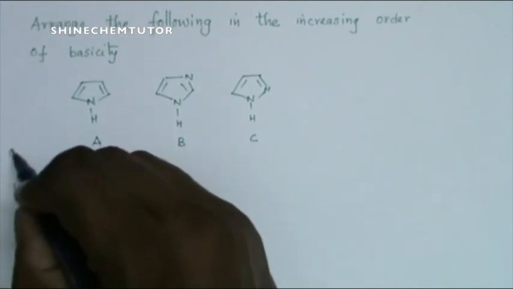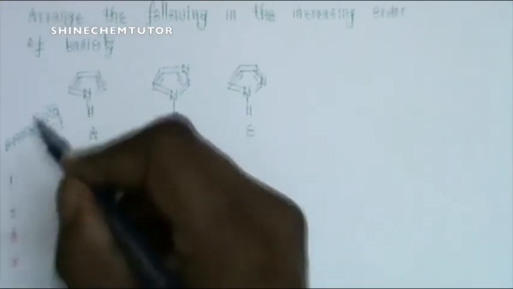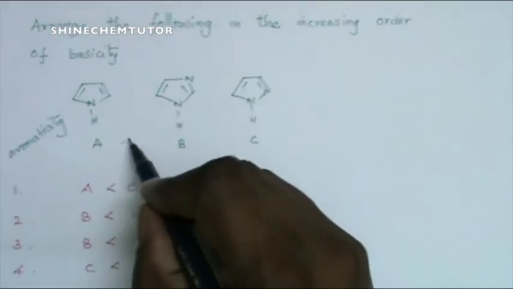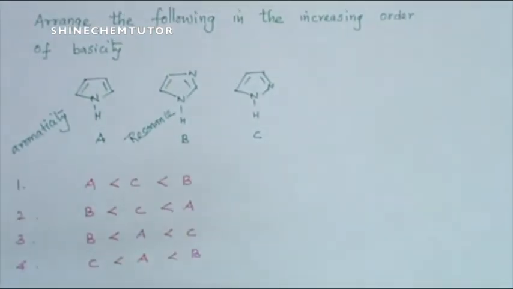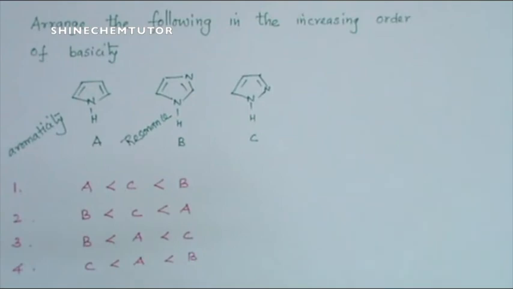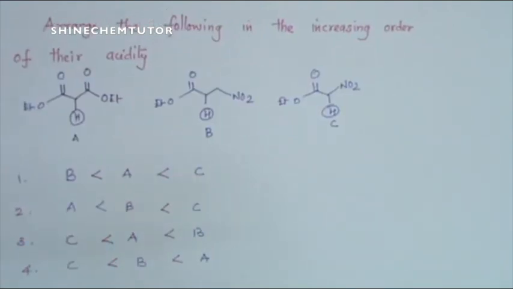Here you have to use the concept of aromaticity for pyrrole. In imidazole, you have to use resonance. Based on that, you can predict the order. Next one, arrange the following in the increasing order of their acidity. I have given 3 compounds. I have marked the hydrogens also.